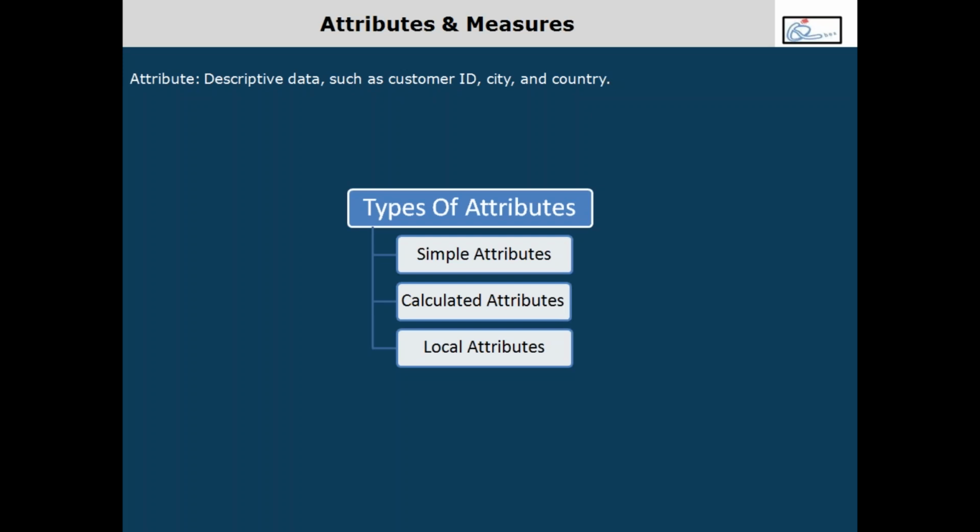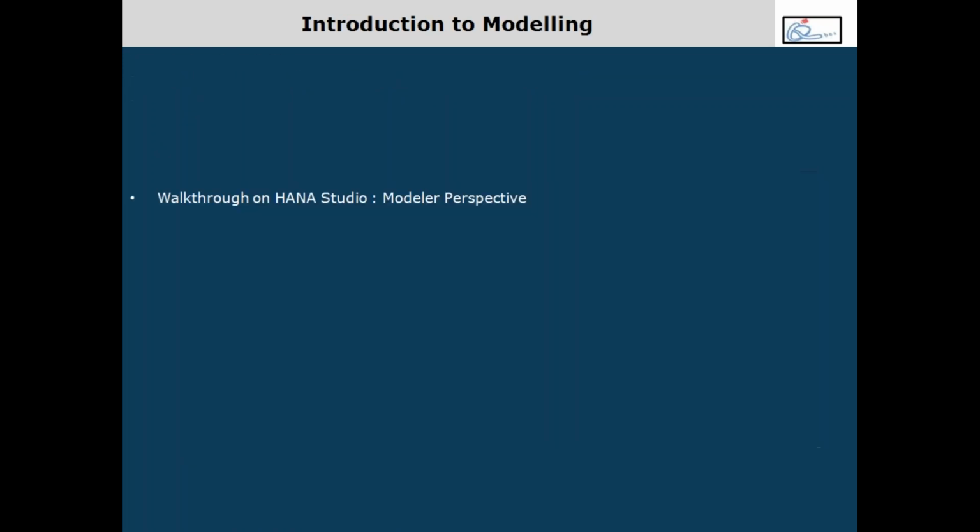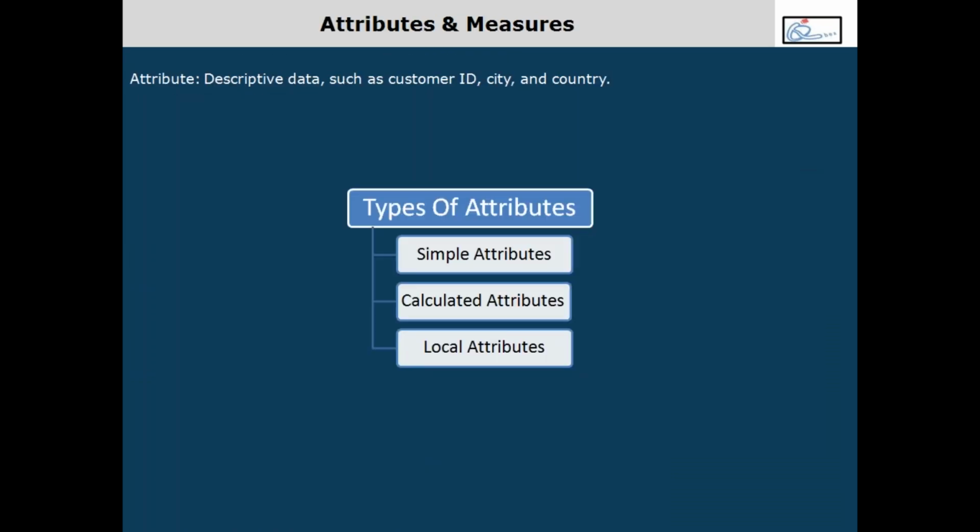Now we said when you're dealing with HANA modeling, we'll mainly deal with two things: attributes and measures. As part of HANA modeling, we mainly classify any column either as an attribute or a measure. Attributes are all your subjects and descriptive information, and all your quantitative fields which can be measured are what we refer to as measures.